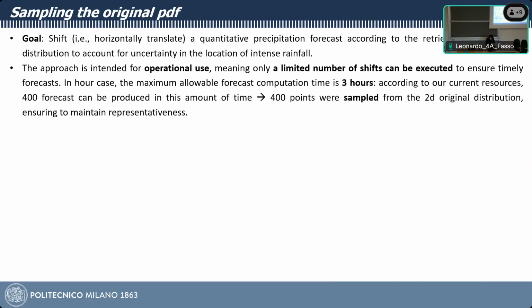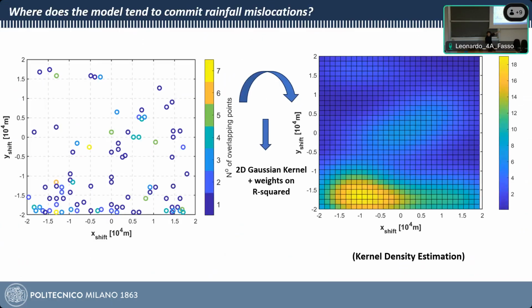And this is, I would say, our generator. This will be our generator of new rainfall forecast fields that are shifted according to that probability density function. This rainfall forecast will be delivered as input to a hydrological model to produce the probabilistic flood forecast.